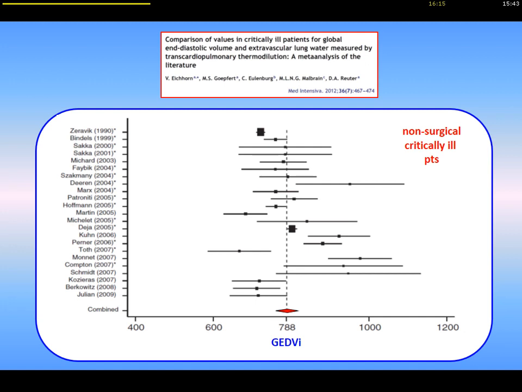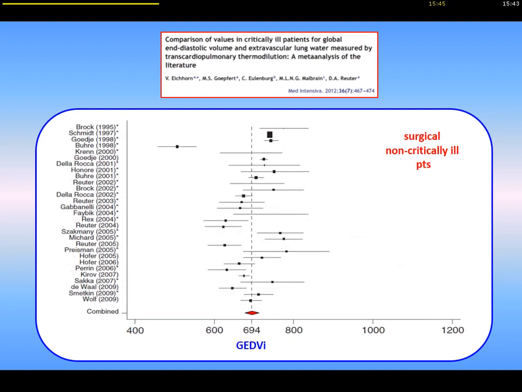And you can observe that according to some studies, the normal or the usual volume can be very different with a very large interval. And in some other studies, it was small. So in fact, the average, but I don't know if the average value means something here. The average of the average is around 800 ml per kilogram. And in surgical, non-critically ill patients, it is a little different, and the average of the average values is around 700 ml.